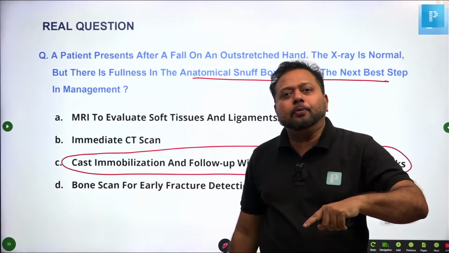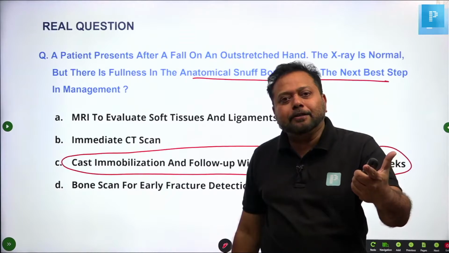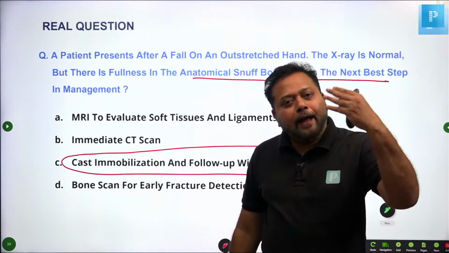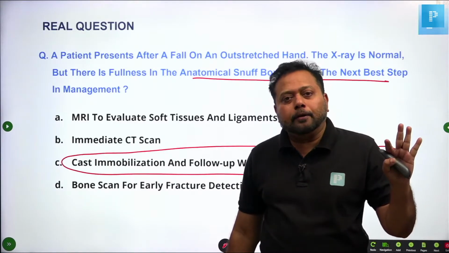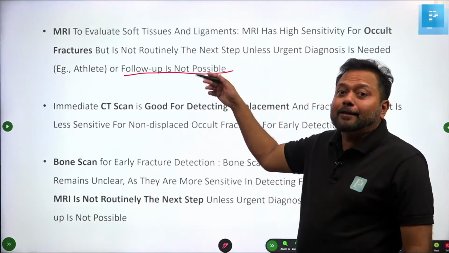Come to me after 2 weeks. I will do a repeat X-ray. If the repeat X-ray shows a healing fracture line, we will continue the cast for 8 to 10 weeks. If after 2 weeks it doesn't show any healing fracture, we can remove that. So that's why you won't do MRI suddenly as the next step.